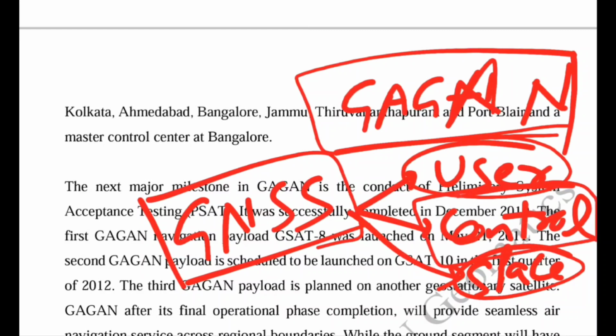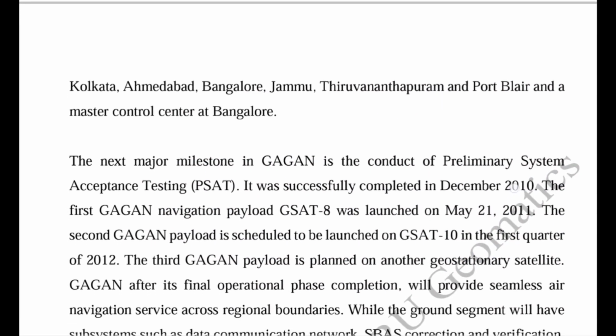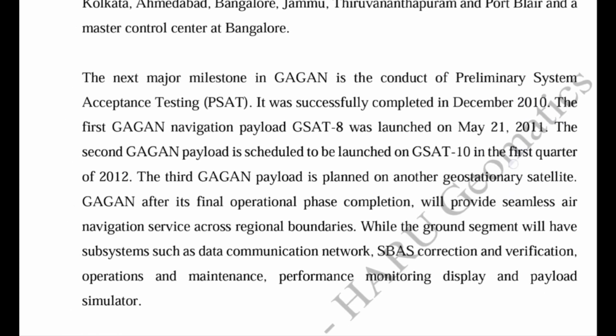And another is the control segment, which monitors and controls the satellites if they have variation in their orbital information, and these are controlled with the help of stations. So there are 8 stations and one is the master station, the master control center. This master control center is located in Bangalore. So this information about the Gagan is important.